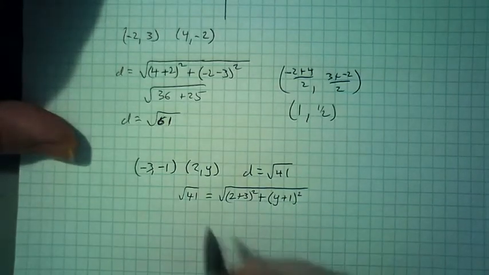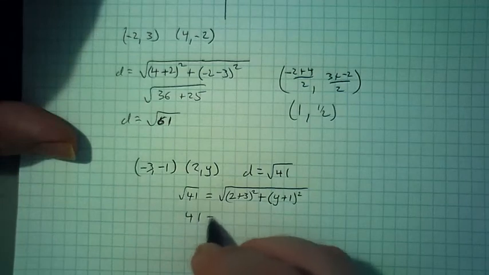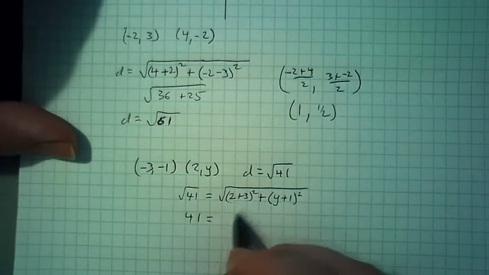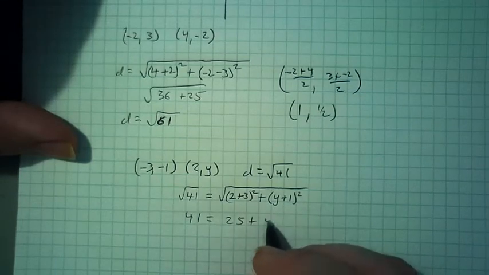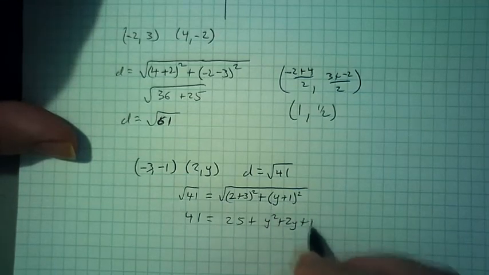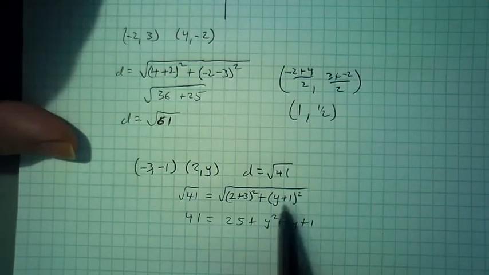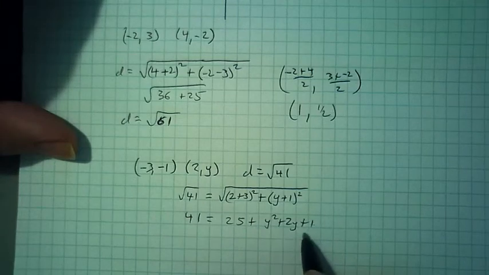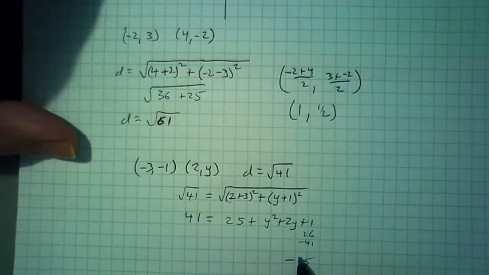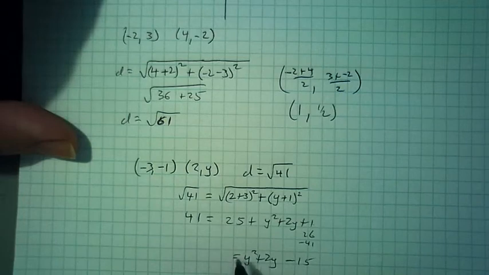squared. So I'll square both sides and get 41 equals 5 squared, which is 25. Y plus 1 squared is y squared plus 2y plus 1. Don't forget to FOIL, don't just square those. I'm going to subtract the 41. Let's see, this makes 26 over here. 26 minus 41 is negative 15. Y squared plus 2y minus 15.